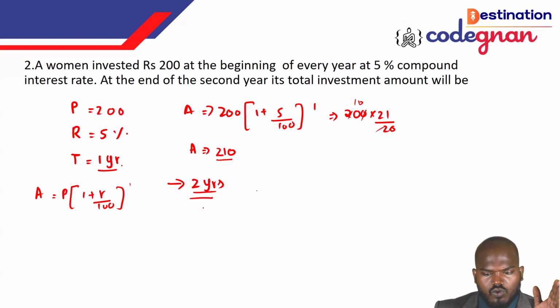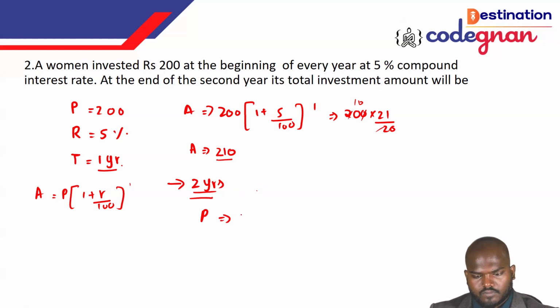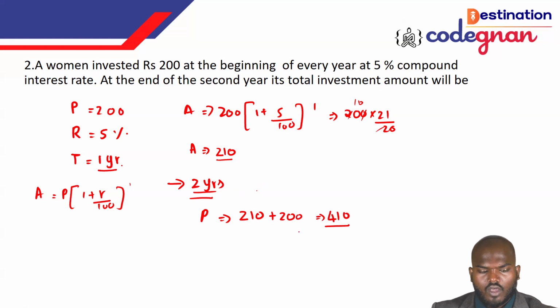So now, at the end of the second year, what is the value you will have? The principal you need to take as the amount is equal to what? That is 210. So plus again 200, you just want to take it up for the second year. That will give you the value called what? 410. So now with respect to the new compound, you just want to find the amount. The P is equal to what? Now 410. The 1 plus 5 over 100, you can directly take it up as 21 over 20.